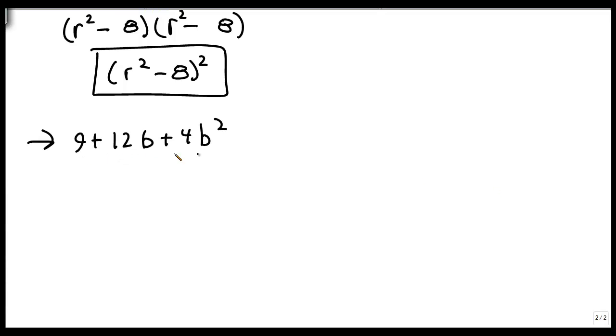Okay, so 9 plus 12b plus 4b squared. Directions are to factor. I'm going to rewrite this because the highest coefficient here is a 2. I'm going to write these in descending order. And another thing I'm looking at is the coefficient in front of the b squared is a positive number. If it was a negative number, I would leave this in the original order it was given.